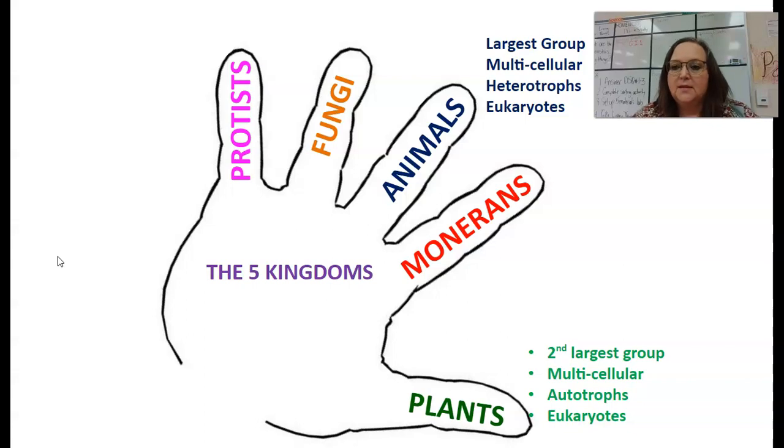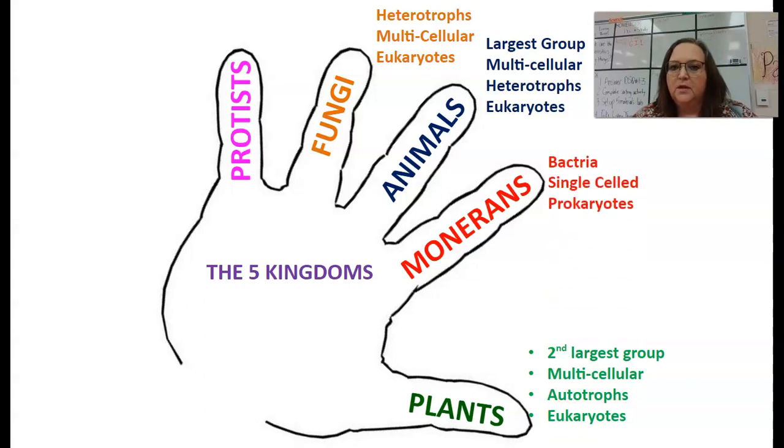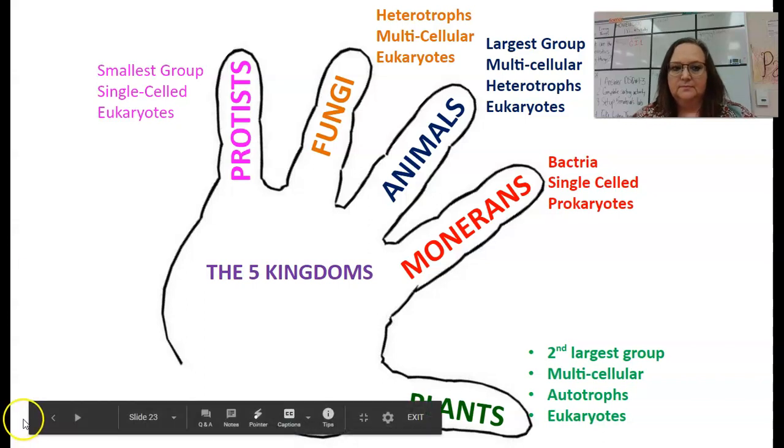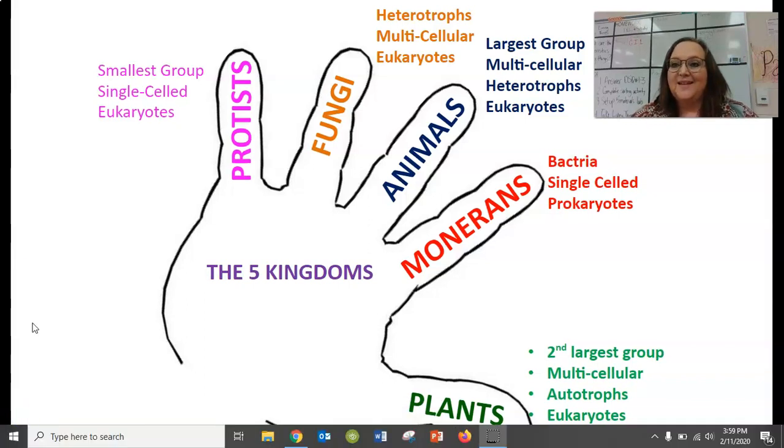Okay, your plants, the second largest group, they're multicellular, they're autotrophs, and they're eukaryotes. Your fungi are heterotrophs, multicellular, and eukaryotes. Monerans are bacteria, they're single-celled, and they're prokaryotes. Your protists are your smallest group, they're single-celled, and they're eukaryotes. So this is what your page 9 should look like. I'm also going to be checking that.